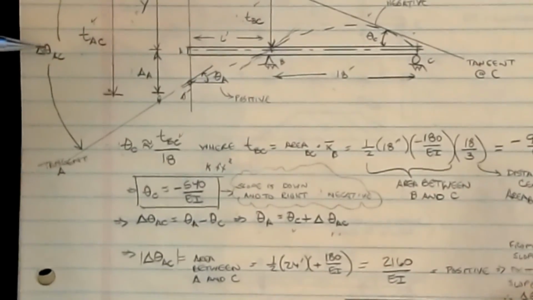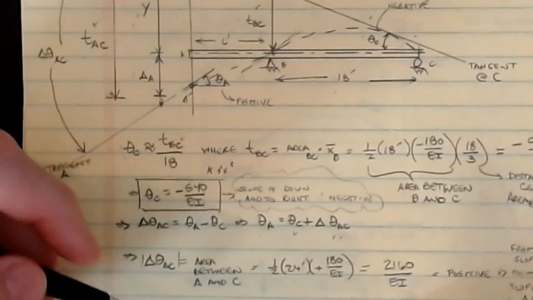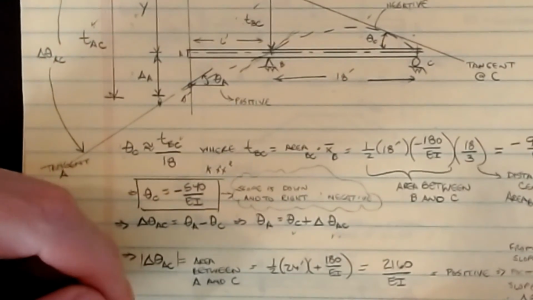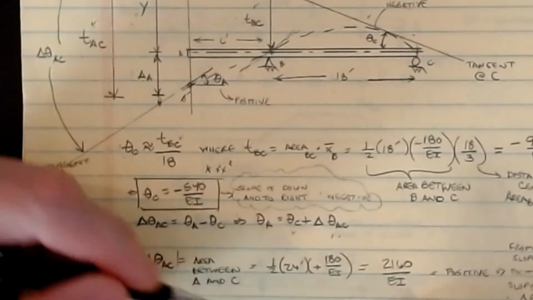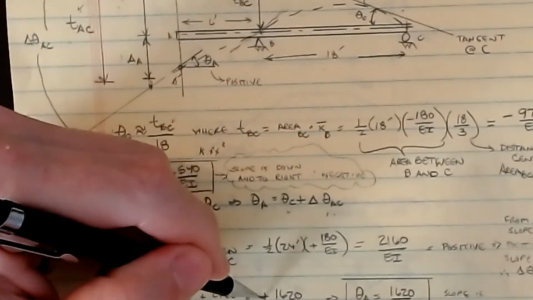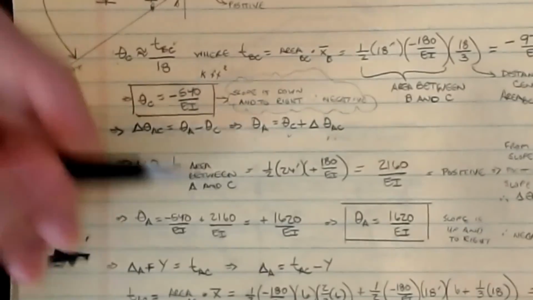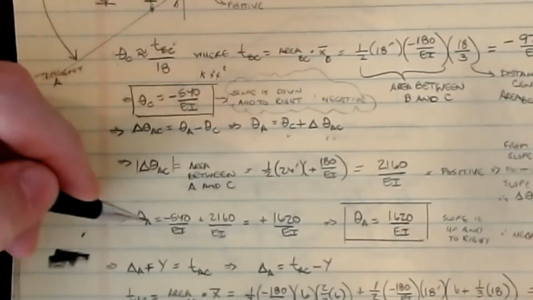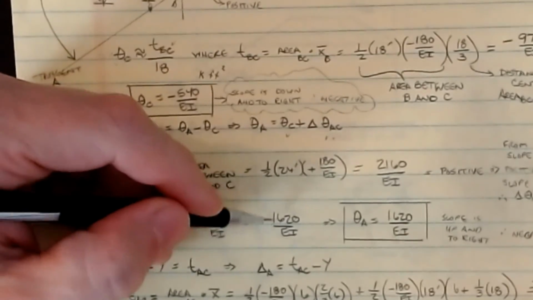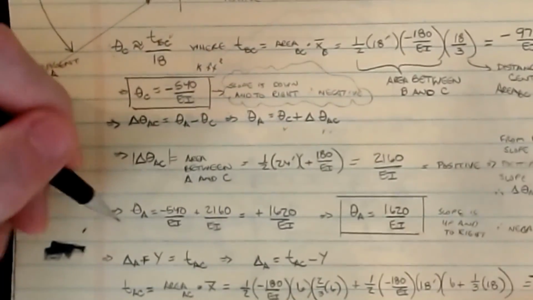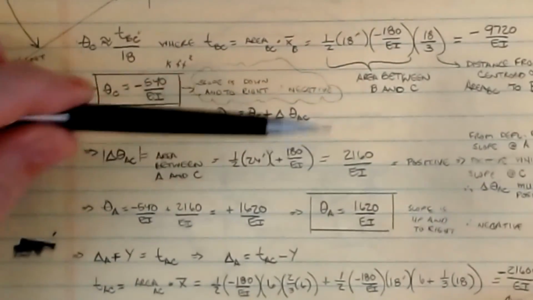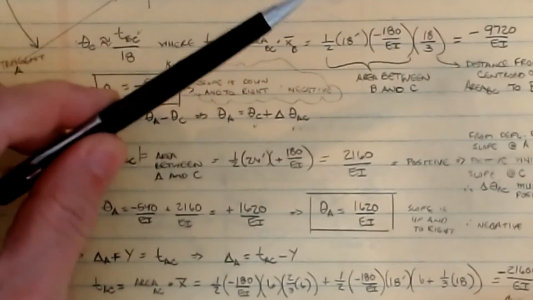Okay, so that's what I've done on this. I can say, all right, well then if my theta C was a negative 540 over EI and the total is 2160 on this, then that should leave me with 1620 here. Sorry, I was a little bit low on the paper. So here's the minus 540 over EI, here's the 2160, so that gives me 1620 over EI as my theta A value. That's the equation. And again, this guy is positive because we would expect it went from here and it ended up here. That's a counterclockwise rotation.